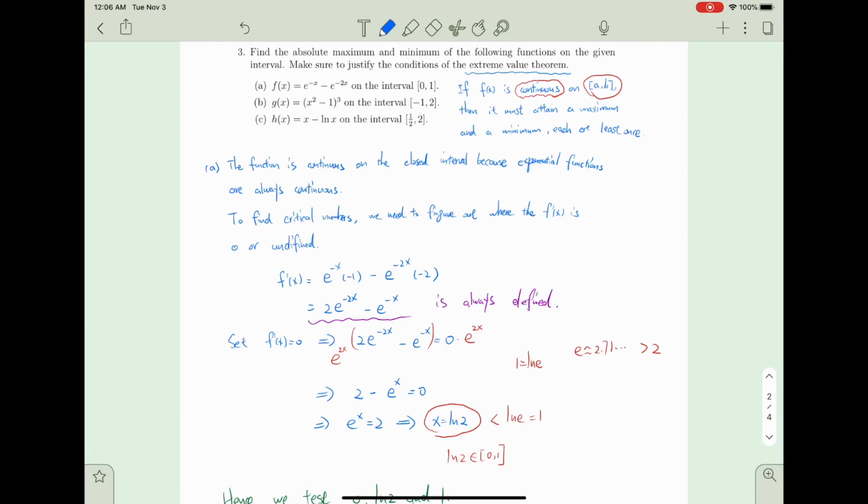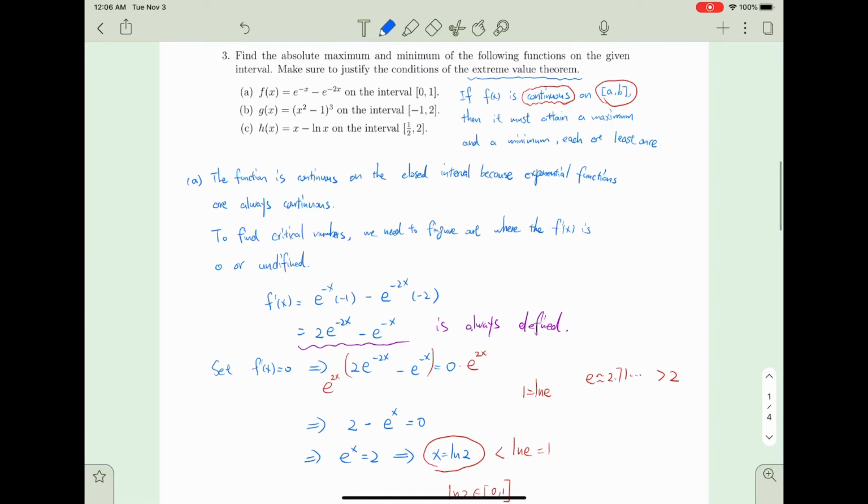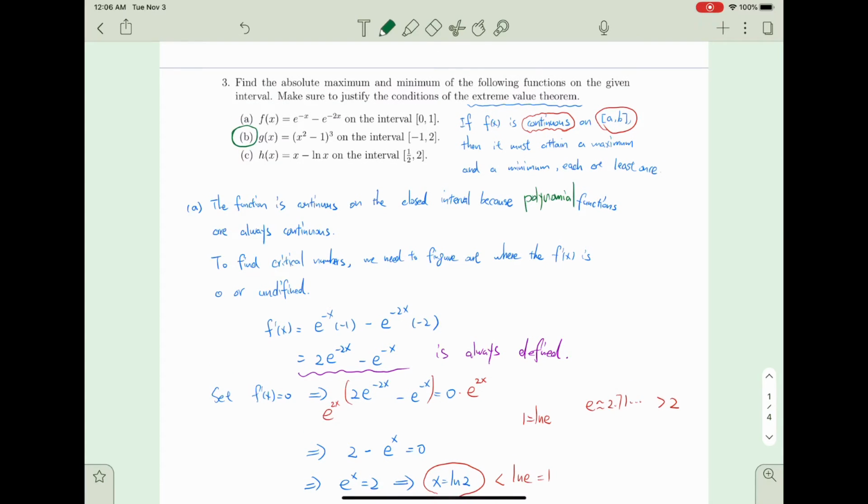Okay, so the same setup, right? We need to check the extreme value theorem. We don't need to change much in here. We just need to change the statement, because well, g of x here is a polynomial function, right? So it's always continuous. So what we need to change is just this part here, because polynomial functions are always continuous. Let's change this word to polynomial. Okay, so we have checked the extreme value theorems. This function is continuous on this closed interval -1 and 2.